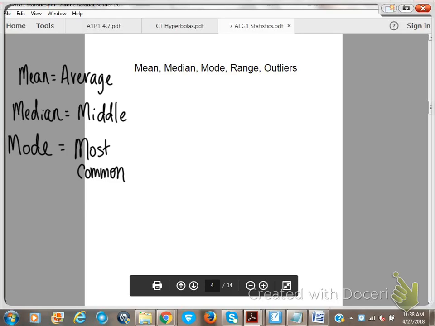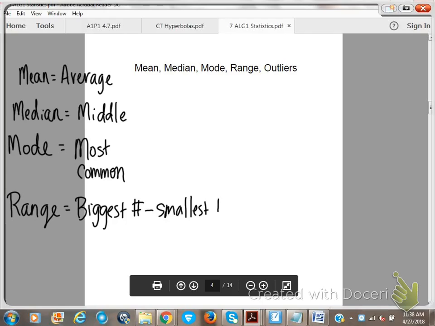Range is the biggest number minus the smallest. Good. When we're talking about a range of numbers, we're talking about the biggest number minus the smallest number. If we were talking about a table of values and I asked you for the range, would you look at the x values or the y values? If I gave you a table of values and asked you for the range, you would do the y values.